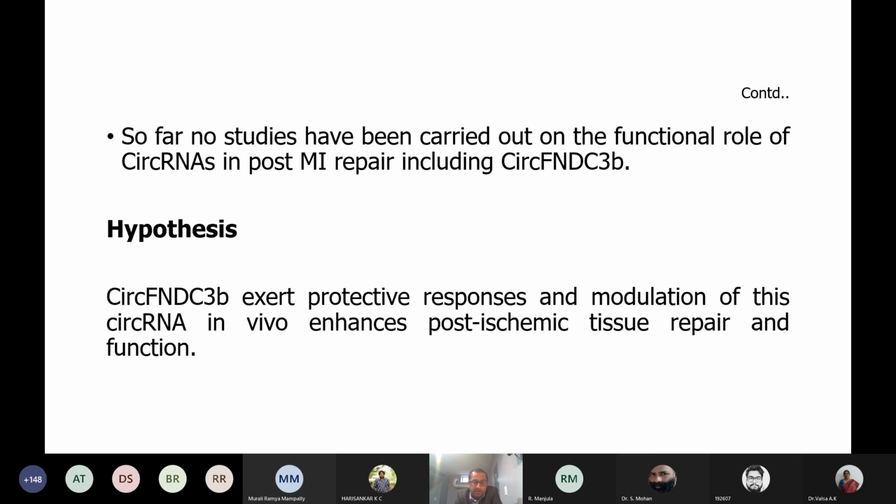So based on this background, we hypothesized that rescue of this circular RNA's levels can protect and improve cardiac function post MI. The whole goal of this project is to see whether rescue of this RNA's levels, for example, levels are down, we are trying to bring it back to normal. It cannot become completely normal, but we can improve the cardiac function, that was the major goal.